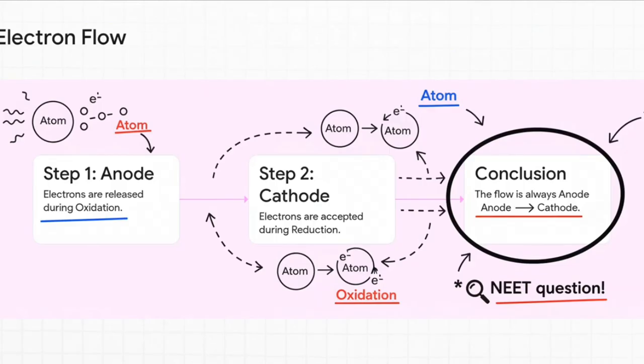So this begs the question, which way do the electrons flow? It's just plain common sense, really. Electrons are going to flow from where they're being given away to where they're needed. So the key takeaway is this: the flow is always from the anode to the cathode. This is another one of NEET's favorite questions, so don't forget it.